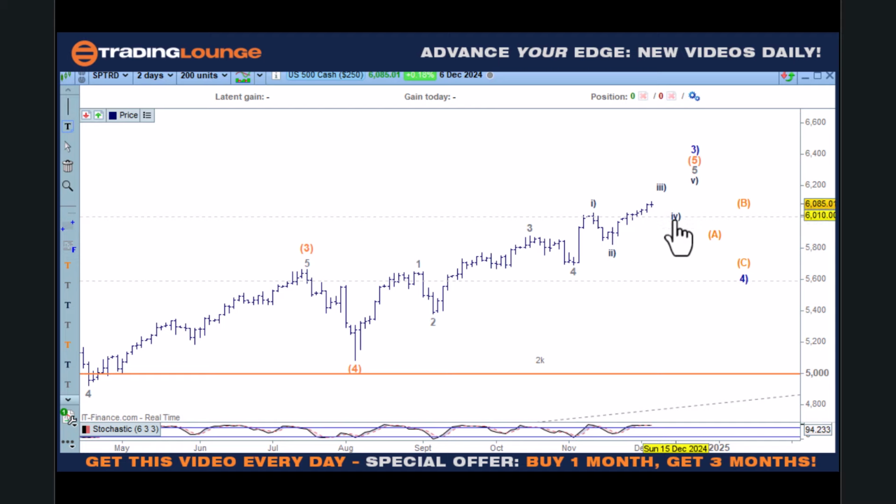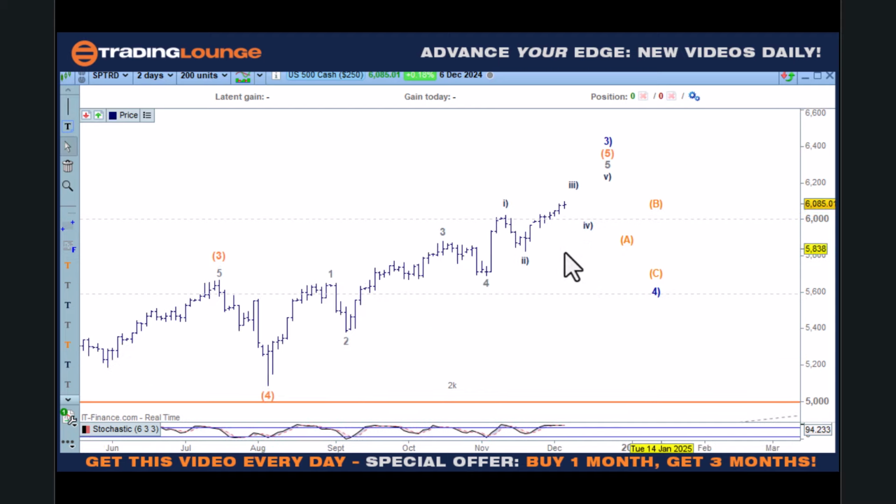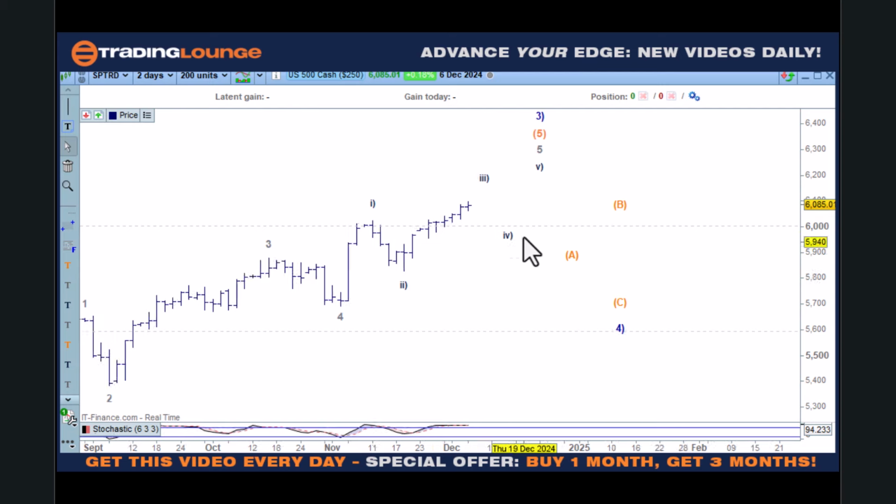Now, because we're coming into Christmas, we could probably see lower volume as we get closer to that. Either way, whatever happens, once we count 5 waves in this move here, then we'll just chill a little bit, and we'll see if we get a corrective pattern here to get one more top in here.